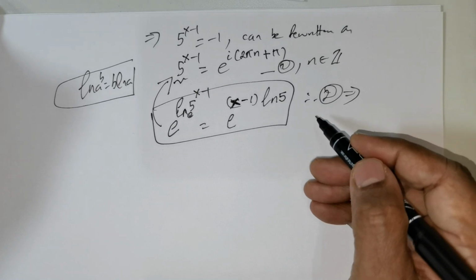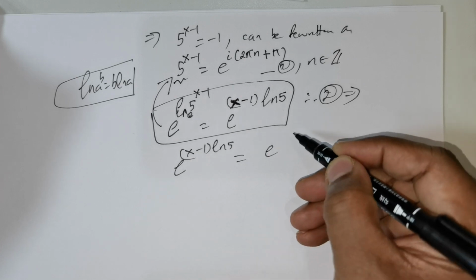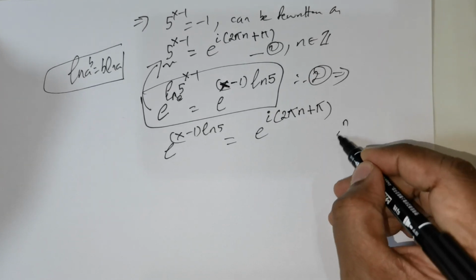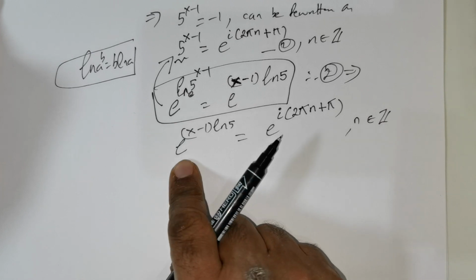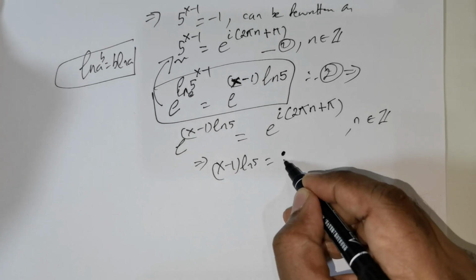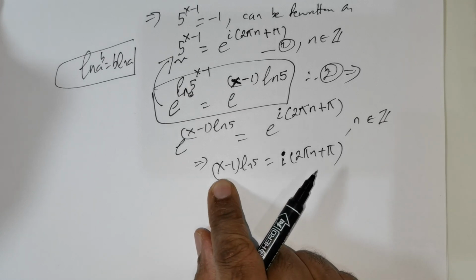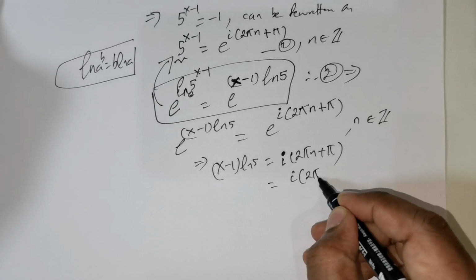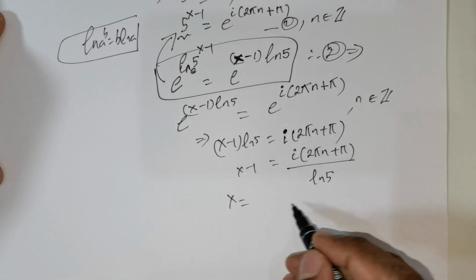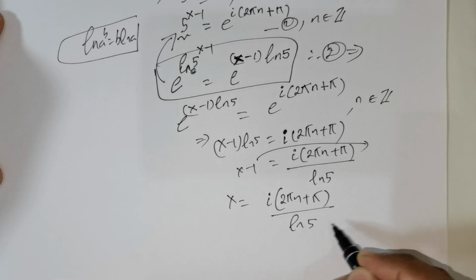So therefore this can be rewritten as e raised to the power of x -1 times ln 5 is equal to e raised to the power of i times 2 pi n plus pi, n an element of z. Now you have e as the base, e as the base, so I can drop them. So this means x -1 times ln 5 is equal to i times 2 pi n plus pi. I need to get the value of x, so push this down. So this is i times 2 pi n plus pi divided by ln 5. This is x -1. I need x, so take this one to the other side. So x is going to be i times 2 pi n plus pi over ln 5 plus 1.